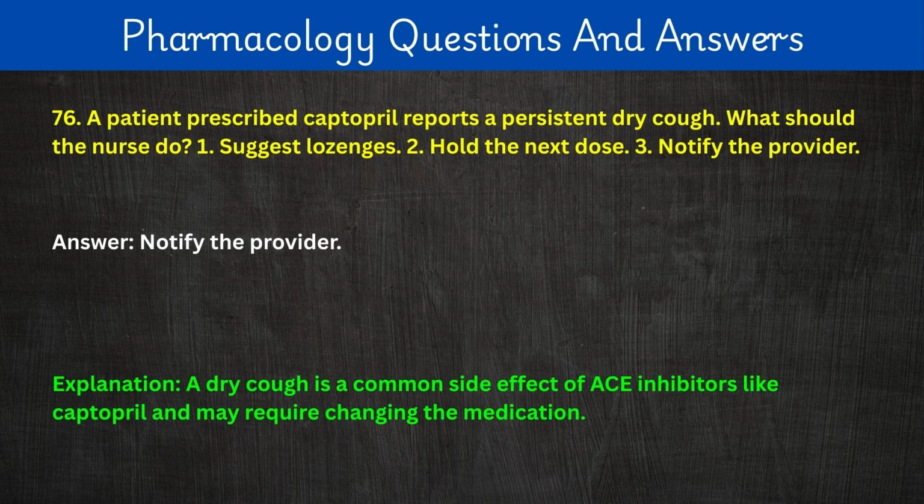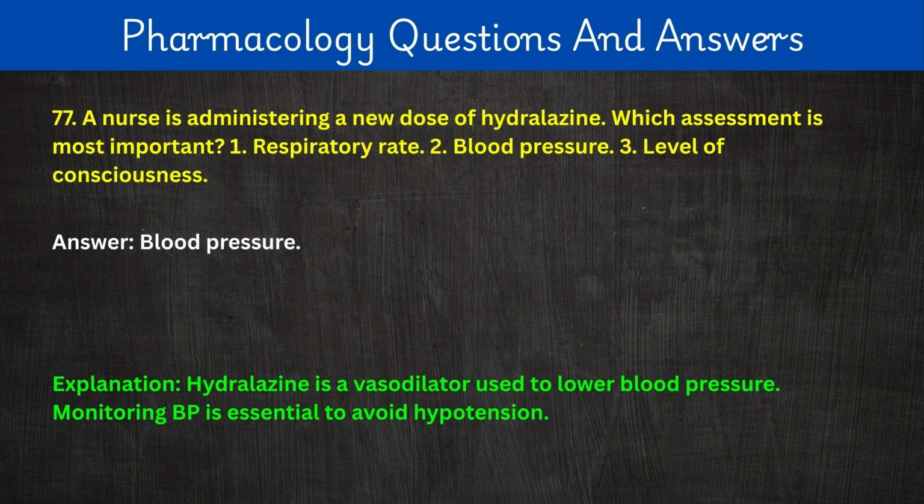76. A patient prescribed captopril reports a persistent dry cough. What should the nurse do? 1. Suggest lozenges. 2. Hold the next dose. 3. Notify the provider. Answer: notify the provider. Explanation: a dry cough is a common side effect of ACE inhibitors like captopril and may require changing the medication.